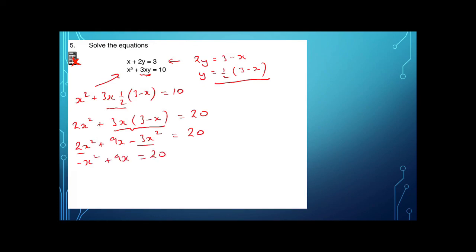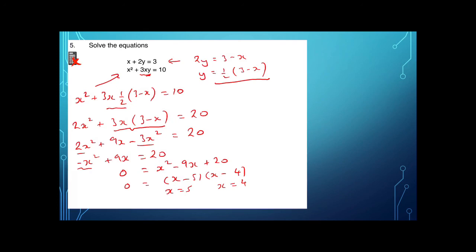Because this is a negative x squared, I think we should put this side equal to 0, so add x squared to both sides, take away 9x, and gives us that. So 0 is equal to x, 5 and 4, negative and negative, because a negative 5 times negative 4 gives us positive 20, and their sum is negative 9. So that means x is equal to 5 and x is equal to 4.